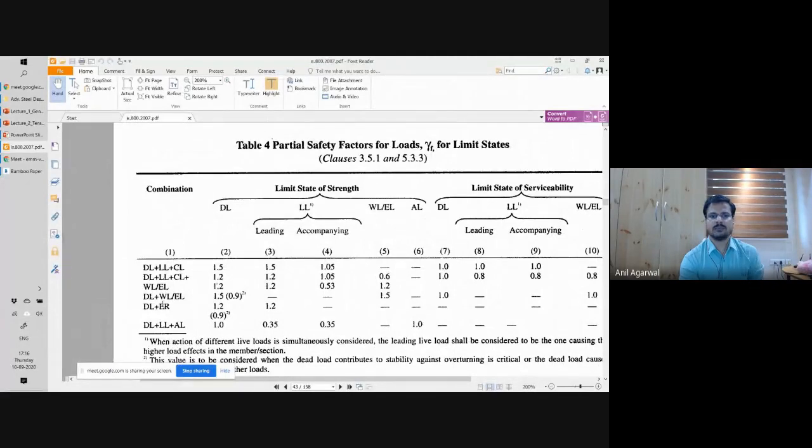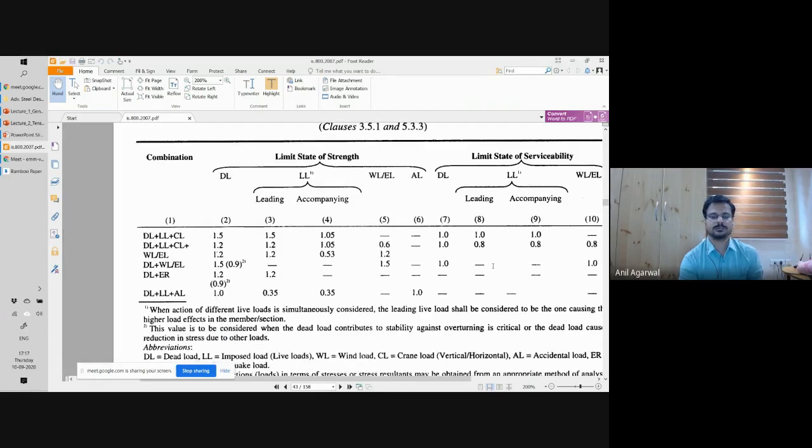Let's take a combination of dead load plus live load plus accidental load, or plus crane load. If the crane load does not exist, you just take dead load plus live load. Load factors of safety are 1.5 and 1.5. And if there are two types of live loads acting, then for the second live load, the smaller one, you take only 1.05. That is for the limit state of strength. For the limit state of serviceability, you take 1 and 1. That is very similar to what you are doing in the working stress method.